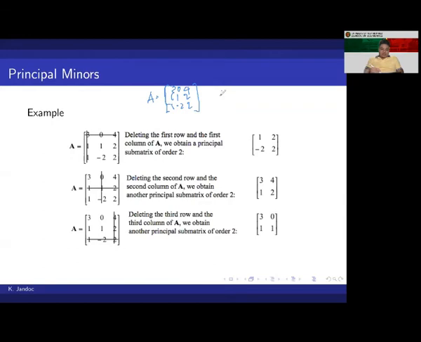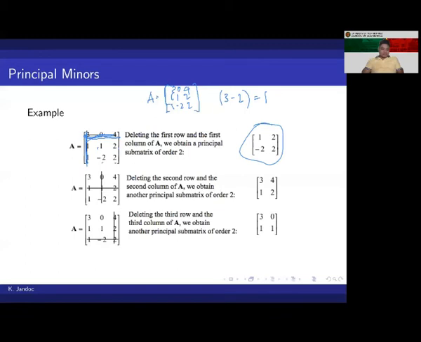Since the order of this matrix is 3, you must delete 3 minus 2, which equals 1, row and column of the same number. So the first one is when you delete row 1 and column 1. Same number, 1 and 1. And the first principal submatrix is this one: 1, 1, 2, negative 2, 2.